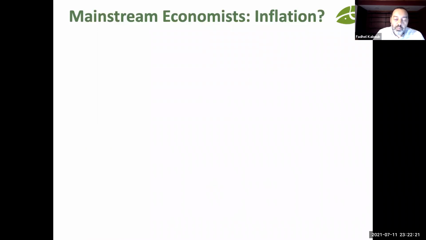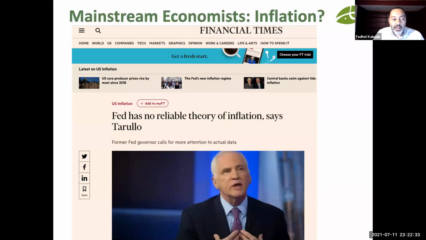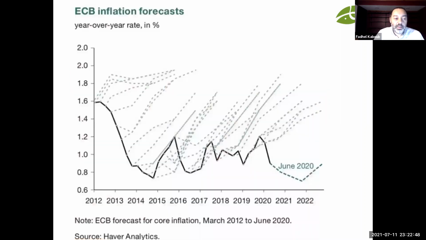So, more focus on inflation. I'm going to really push us a little bit to understand the process of inflation from an MMT perspective, because that's ultimately the barrier that we're facing. Point number one, stop listening to mainstream economists. This is the Fed essentially saying we have no reliable theory of inflation. Translation in plain English, we have no idea what causes inflation. This is the ECB, inflation forecast versus actual inflation. It's not even funny. There's no connection between what the ECB, what mainstream economists think causes inflation, and what actual inflation looks like.